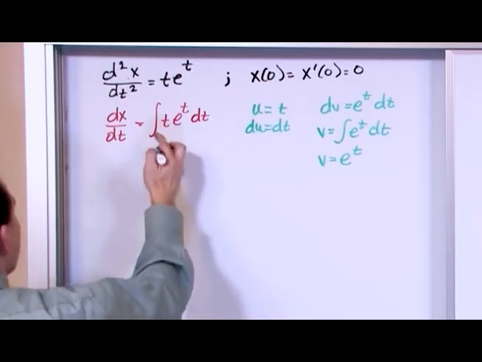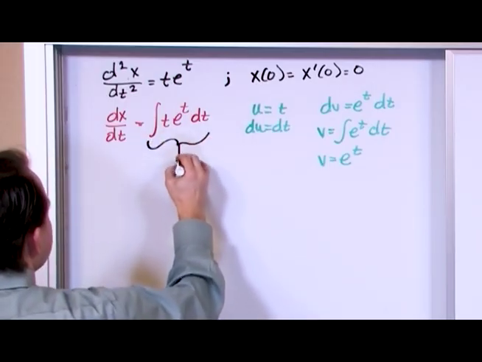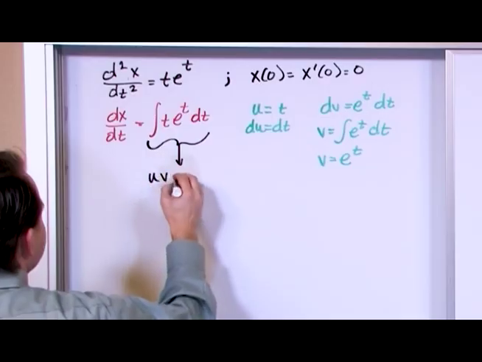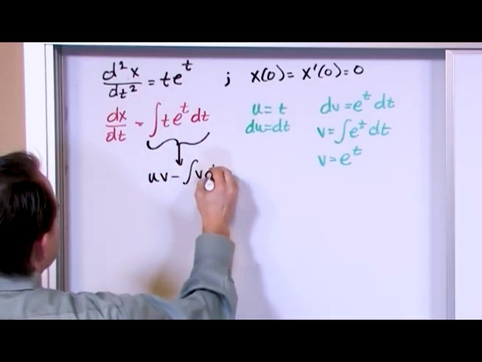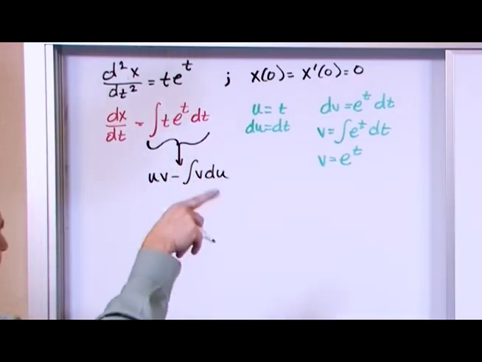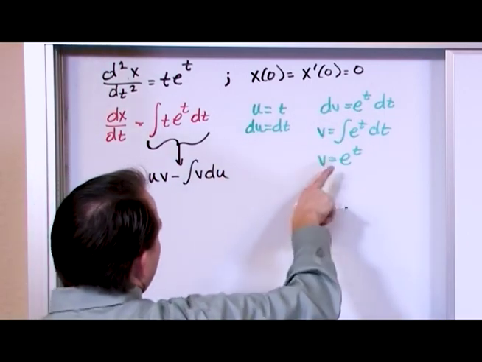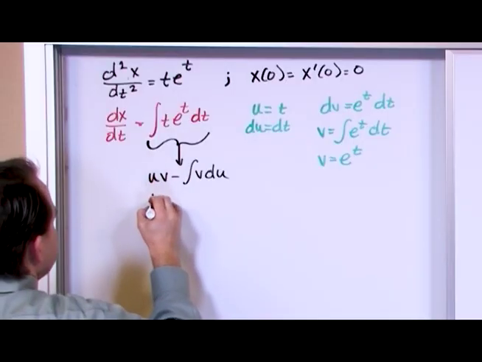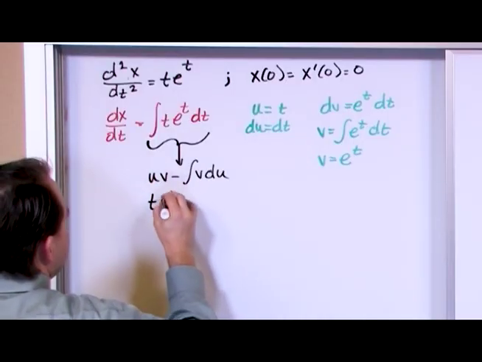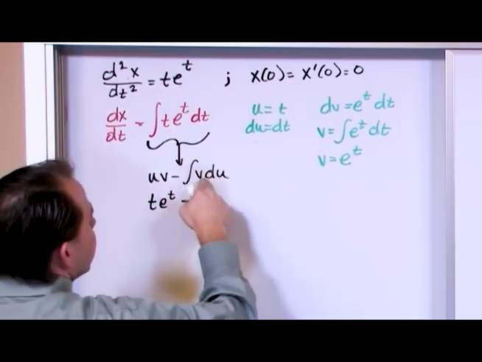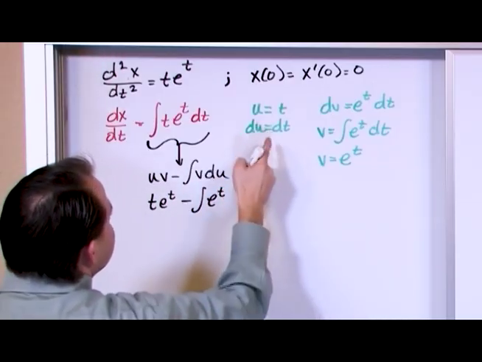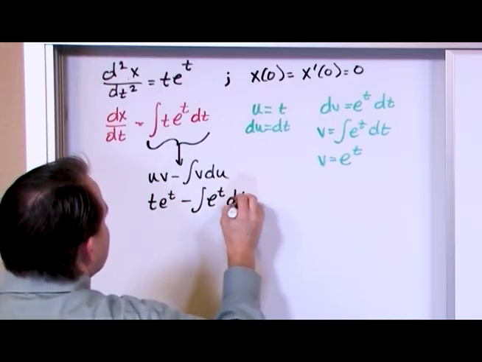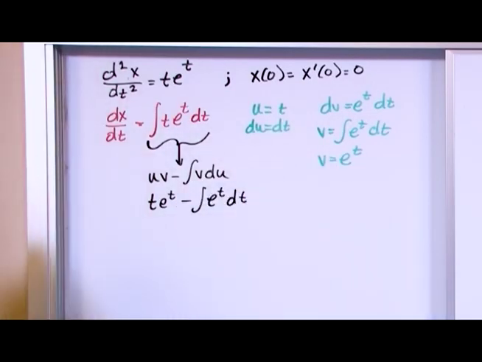Now, to do integration by parts, for this one we need to formulate u times v minus the integral of v du. We have everything we need to do that. That's why I always suggest you do all this mess first before you start writing the integration by parts down. u is equal to t, v is e to the t, minus the integral, v is equal to e to the t, du is equal to dt. So once you have everything written, it's very easy to plug it into the integration by parts. So t e to the t minus that.